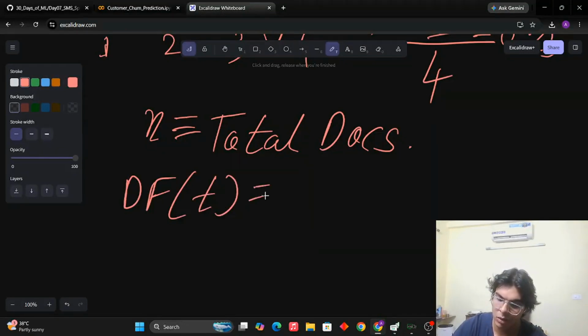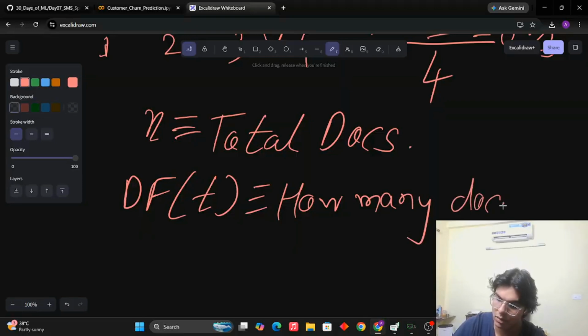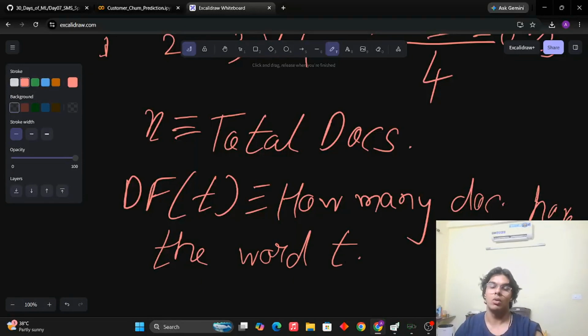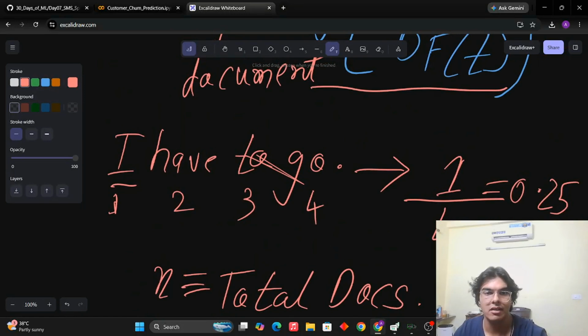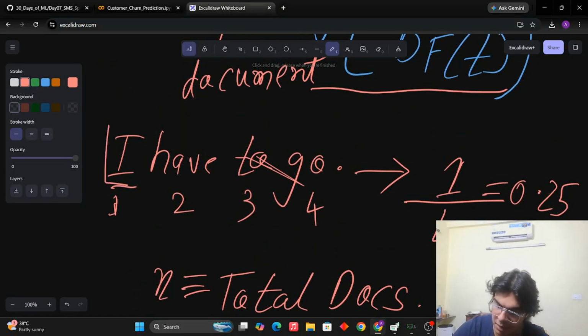And document frequency of T basically means how many documents have the word T.